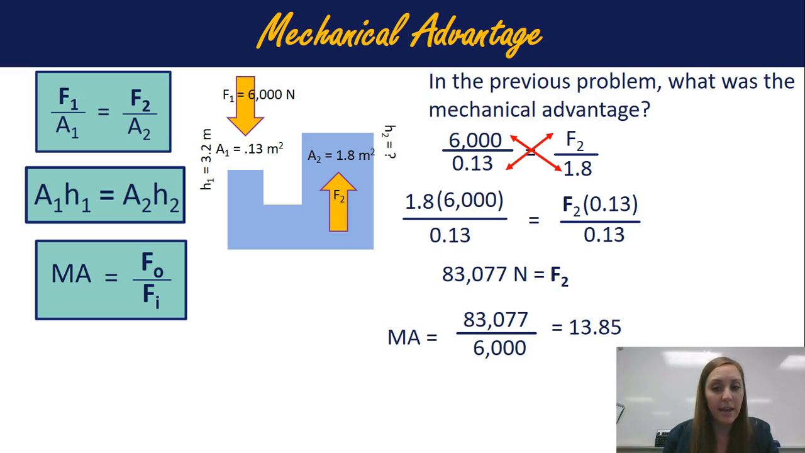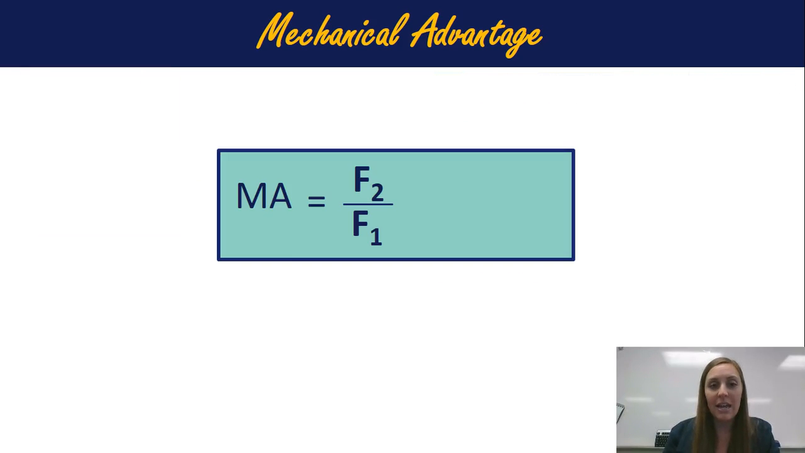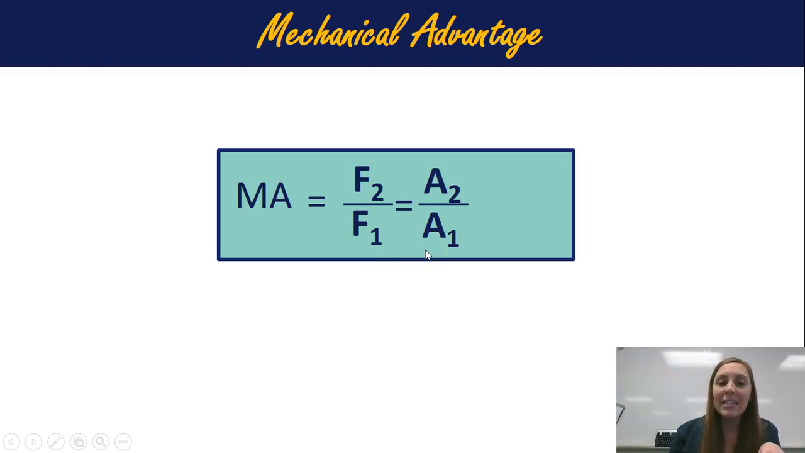Now I want you to take a minute and compare some other things and see if you get anything close to 13.85 with any other numbers. See if you notice any pattern. All right, so you might have noticed that, yes, force 2 divided by force 1 is the mechanical advantage. But in the last problem, if you took area 2 and divided it by area 1, you would also get the same mechanical advantage, that 13.9. And if you took height 1 divided by height 2, that gives you your mechanical advantage too.